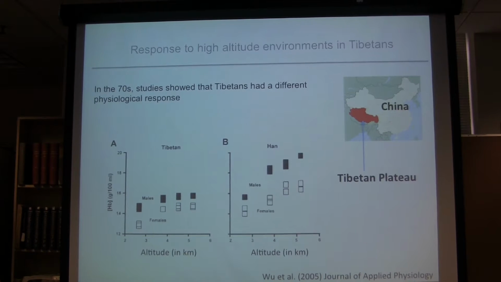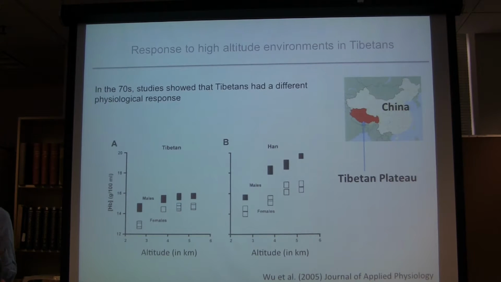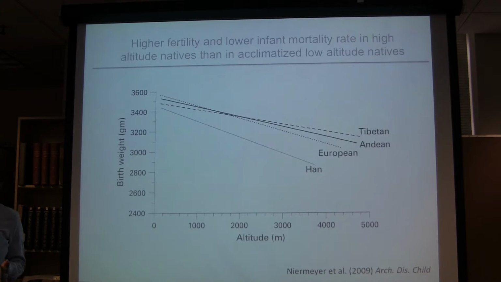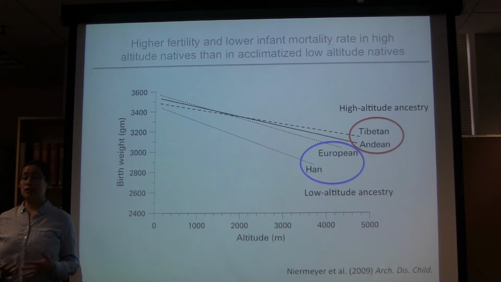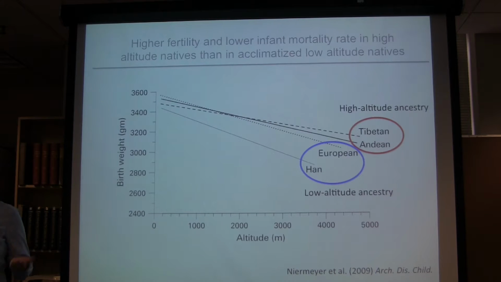And so that was one indication that the Tibetans had a different mechanism to deal with the lack of oxygen. Another interesting finding was measuring birth weights. Here, researchers looked at different altitudes and measured birth weights. What they found was that individuals of high altitude ancestry had babies that were heavier than individuals of low altitude ancestry. And so these two findings, this and the previous one, suggested that this was a genetic adaptation. And this is what they had actually speculated all along.